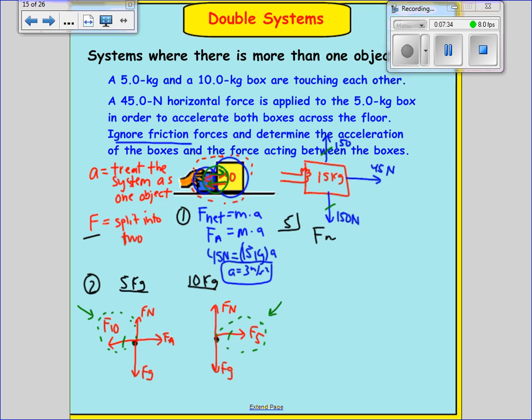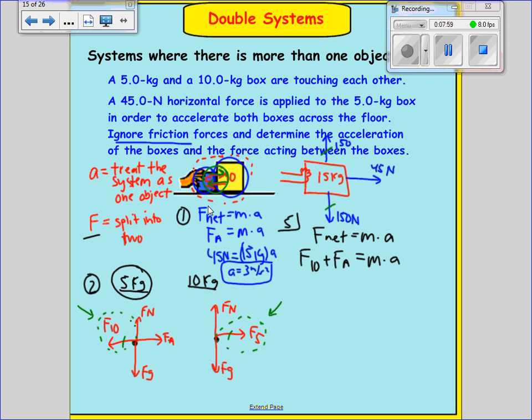So we have force net equals mass times acceleration. Now, looking at the 5 kilogram force diagram, what force or forces are contributing to the net force? Well, you've got the force of the 10 kilogram block plus the force applied, and then that's equal to mass times acceleration. Okay, now we're going to go ahead and plug in numbers.